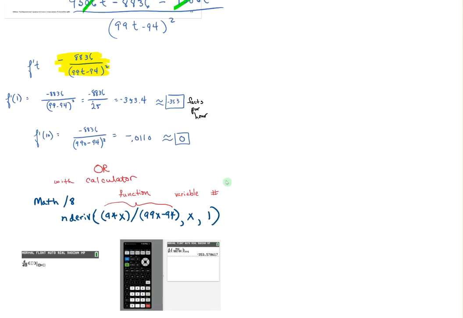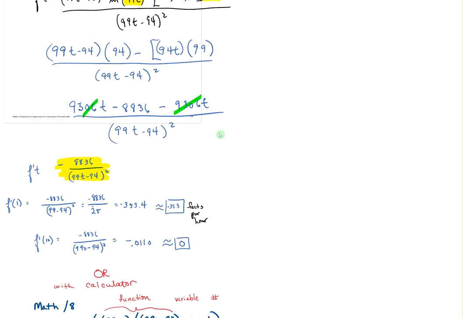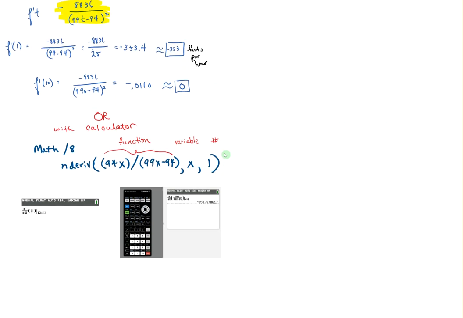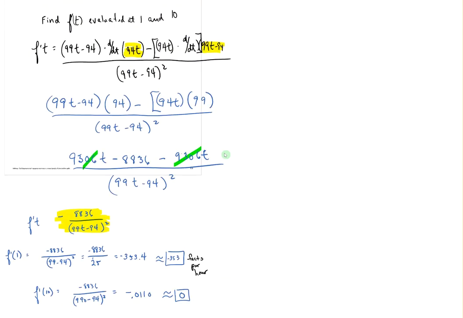But you're going to get the same thing. I've shown you doing it by hand, but I am totally okay with you using this method when you're doing a numerical derivative, meaning you just have to get it evaluated at 1 and evaluated at 10. So that is open to you for number 9.